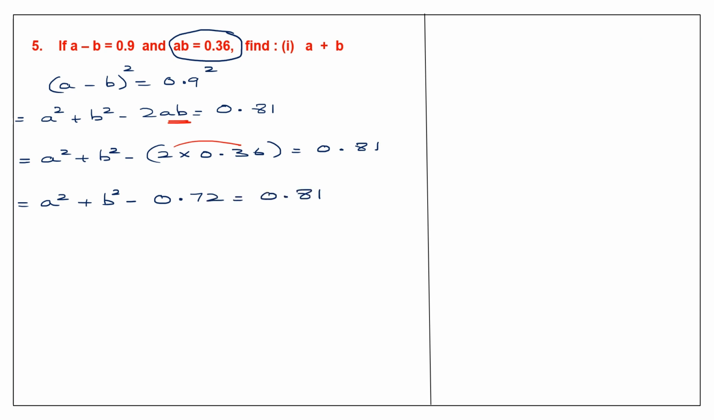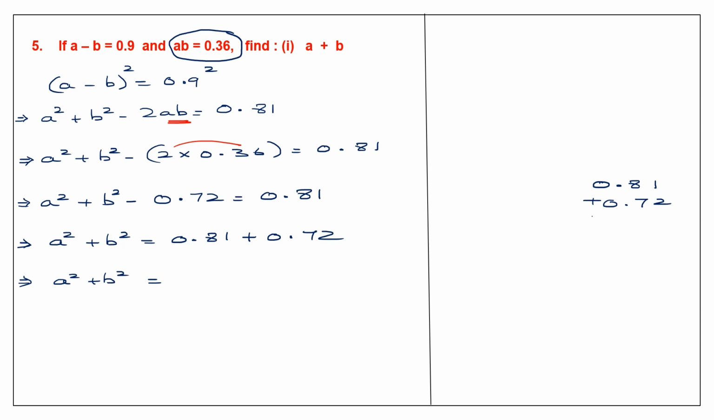So now to find a square plus b square, we say 0.81. Now here this is minus 0.72, so when it goes to the other side, it becomes plus 0.72. So let's find the value of a square plus b square. a square plus b square is equal to, let's add it up, 0.81 plus 0.72. So that is 1 plus 2 is 3, 8 plus 7 is 15, carry 1. So this is 1.53. So now we have found the value of a square plus b square, and that is 1.53.